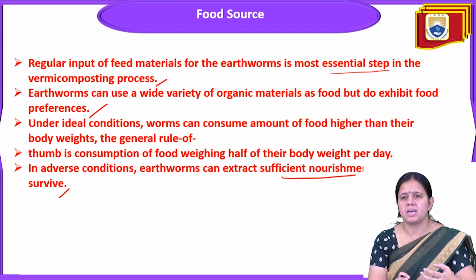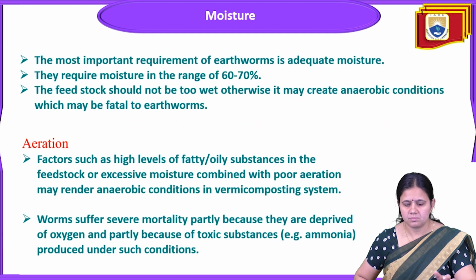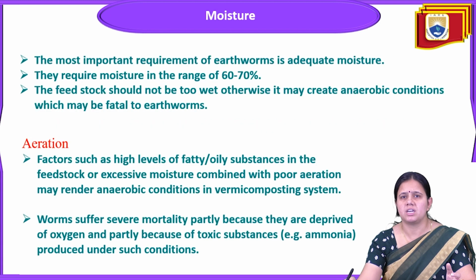In adverse conditions, if some nourishment is not there or if proper moisture is not there, the earthworm can extract sufficient nourishment from the soil to survive in that place. So next is the moisture content.